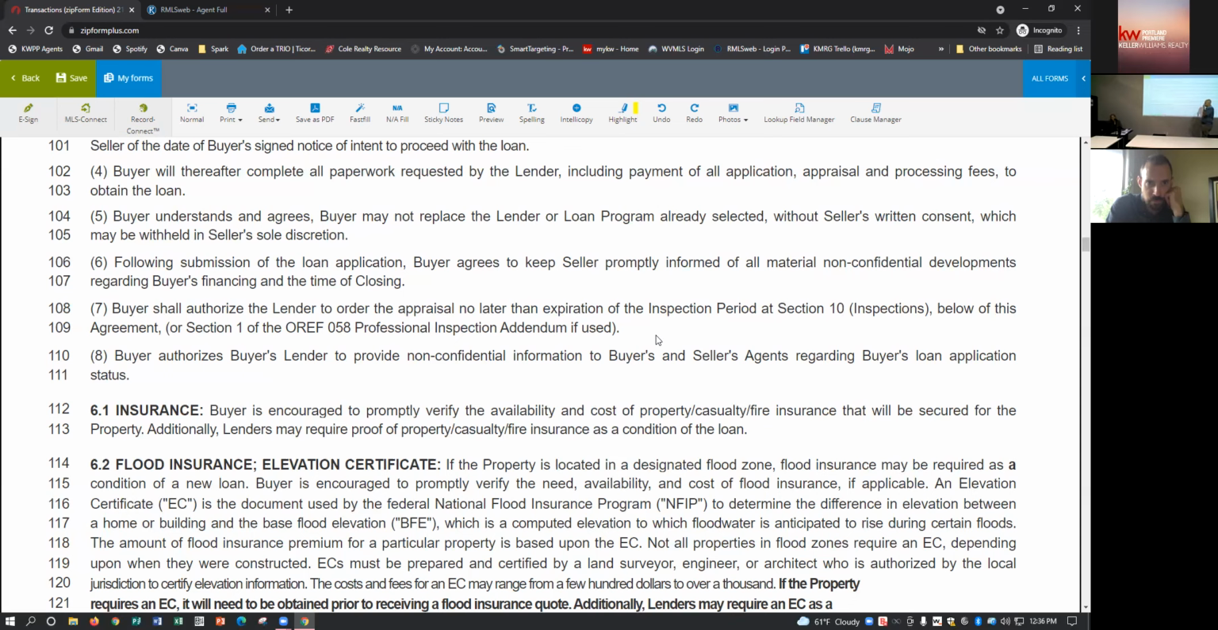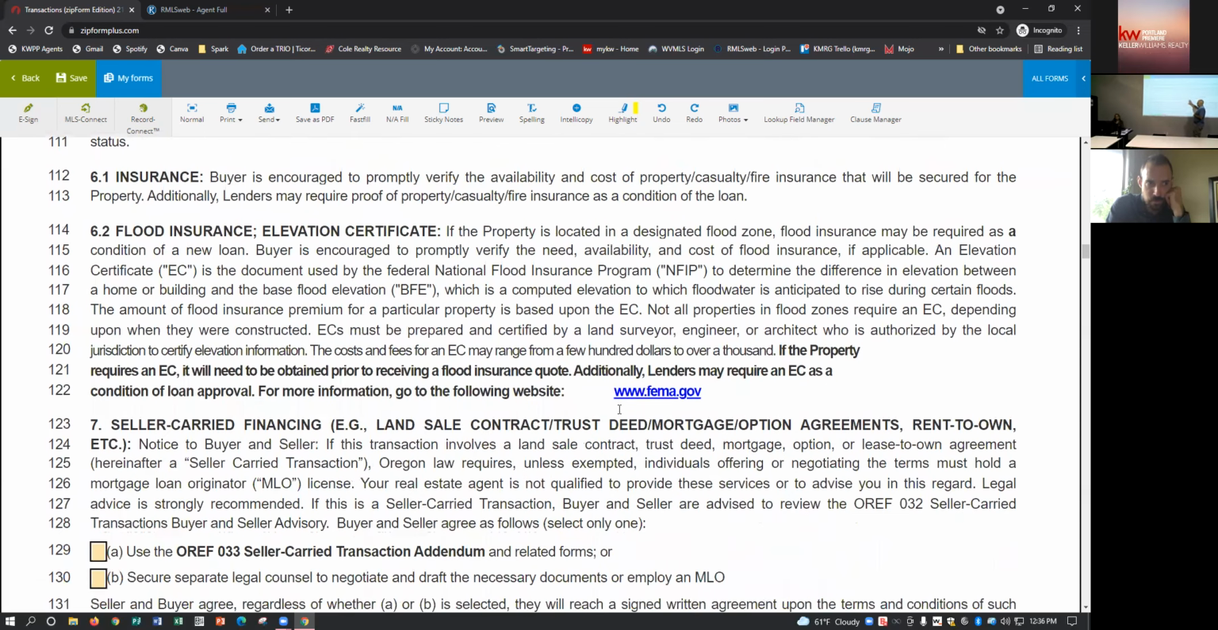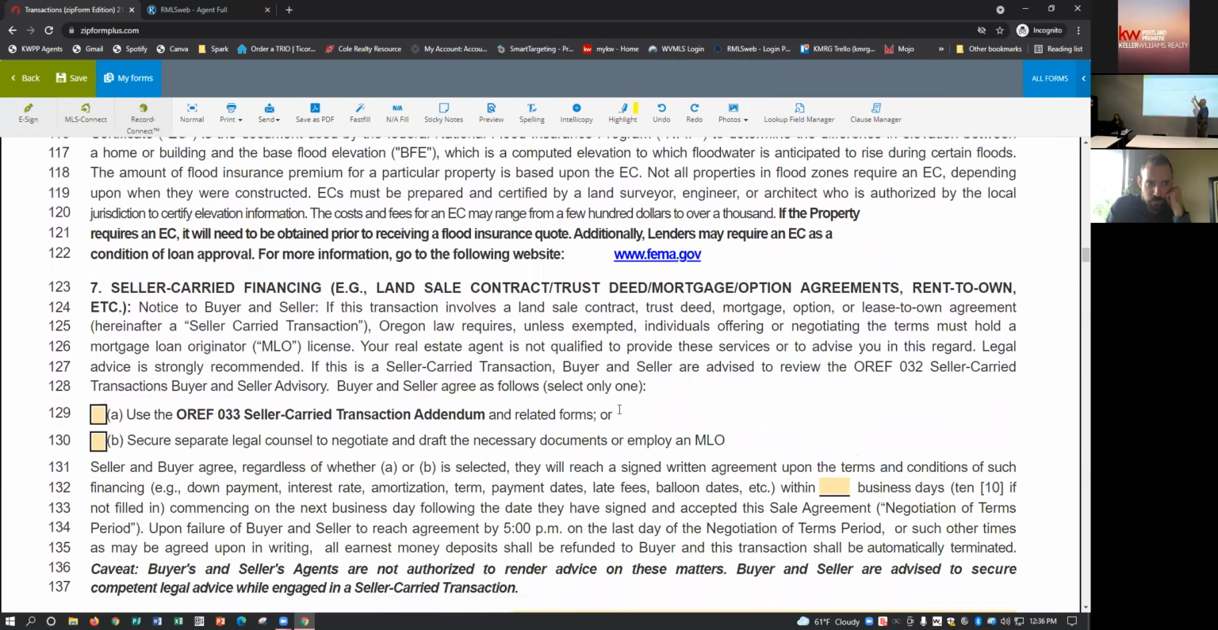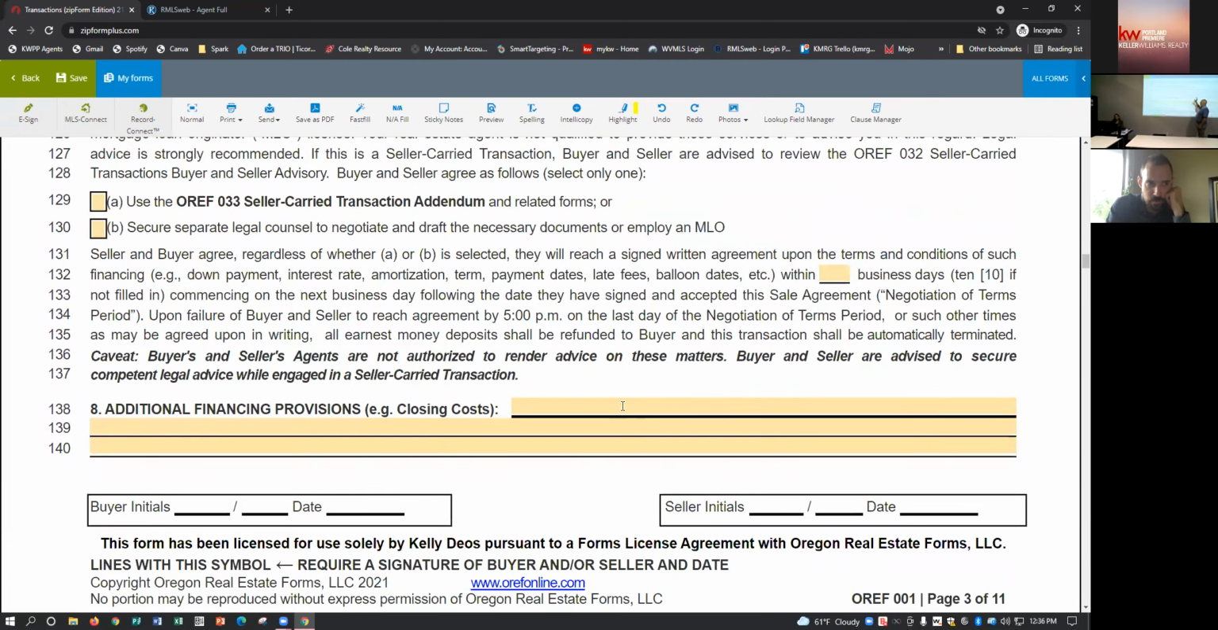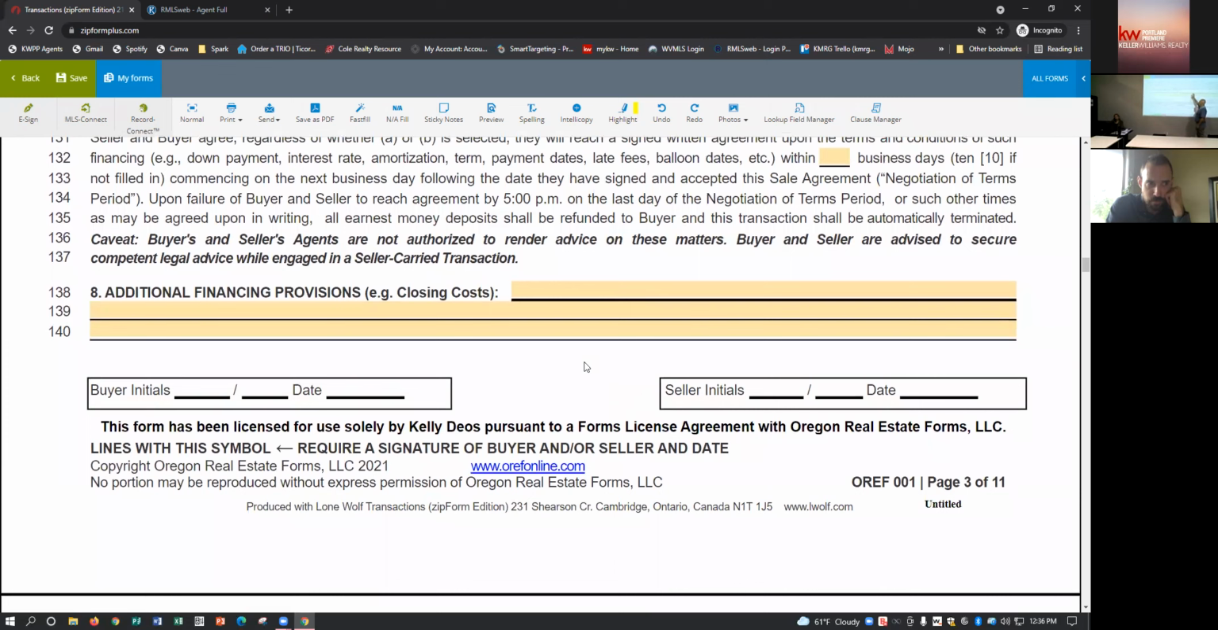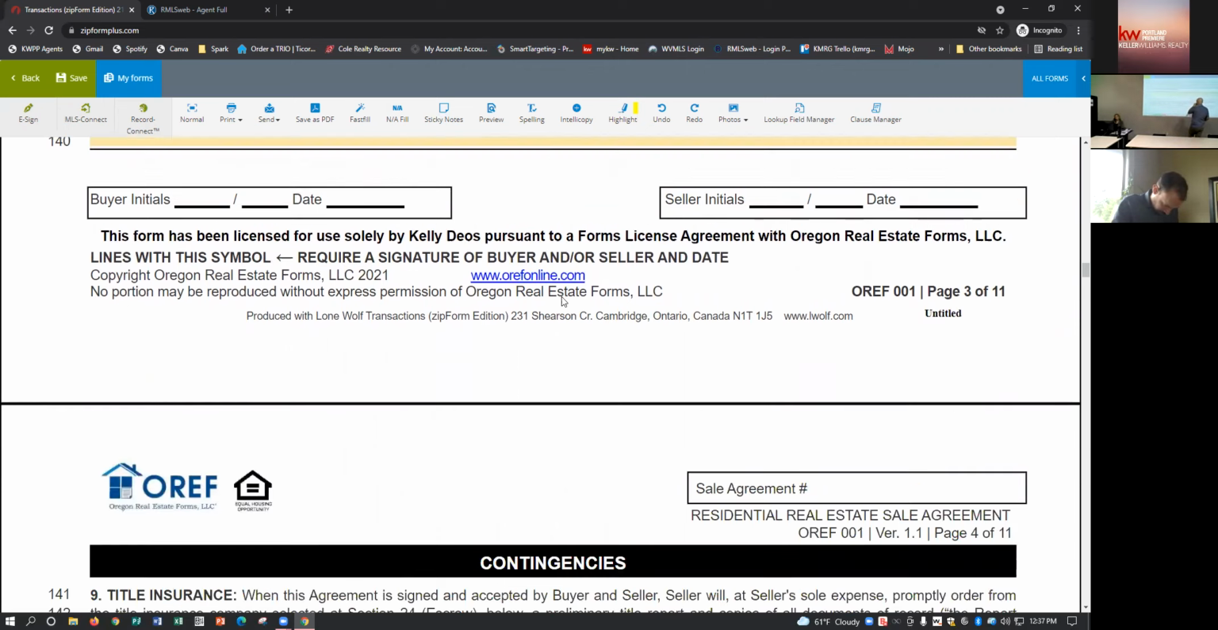Okay. We're not gonna get into insurance or flood zones very much. We're not gonna talk about seller carry financing because we're not gonna use it very often. So this is where we'd add any additional financing provisions, like if your clients are going to be asking for the seller to pay some of their closing costs, you would put it there. If you're going to use that appraisal addendum, that's a good place to put it as well. We'd need to mention it right here.